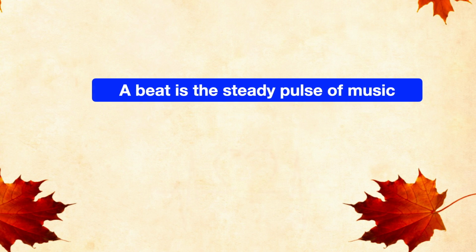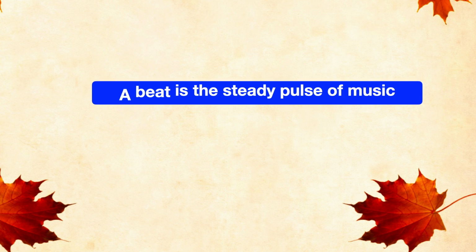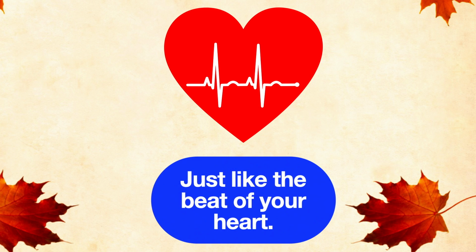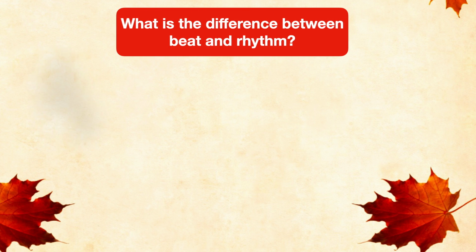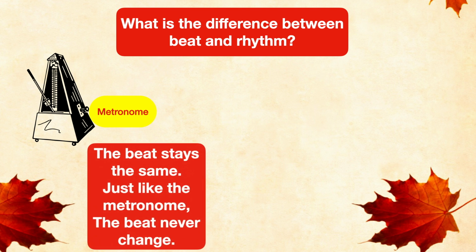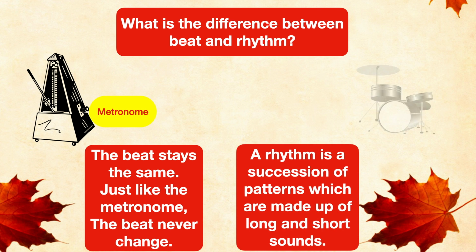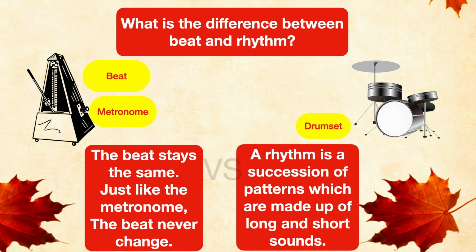Beats in music. A beat is the steady pulse of music, just like the beat of your heart. What is the difference between beat and rhythm? The beat stays the same, just like the metronome, the beat never changes. A rhythm is a succession of patterns which are made up of long and short sounds. Beat versus rhythm.